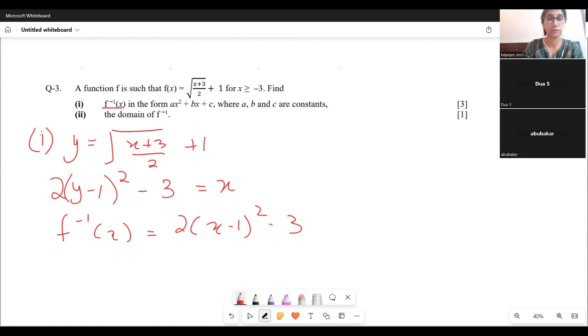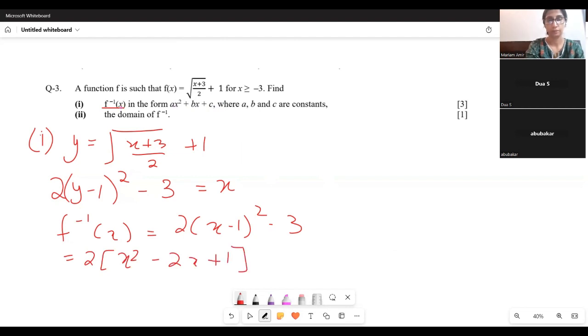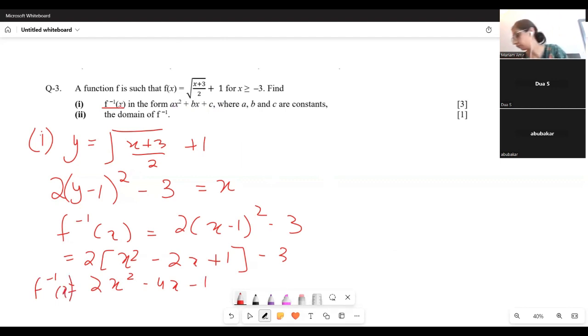You may leave it like this. No, you have to completely expand it because that's the requirement of the question, in the form ax square plus bx plus c. So let's expand it. We have 2a square minus 2ab plus b square minus 3, and 2x square minus 4x plus 2 minus 3 would be minus 1. So that is f inverse of x in an expanded form: 2x square minus 4x minus 1. That's part 1.